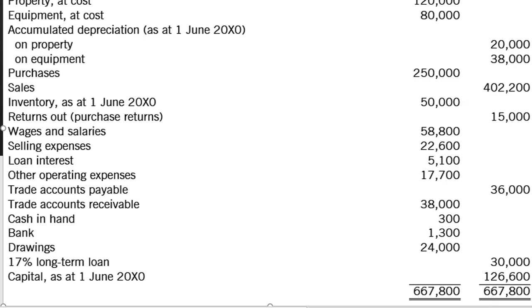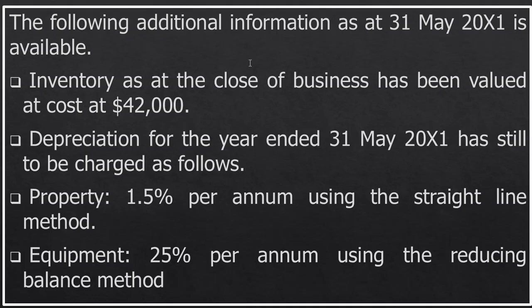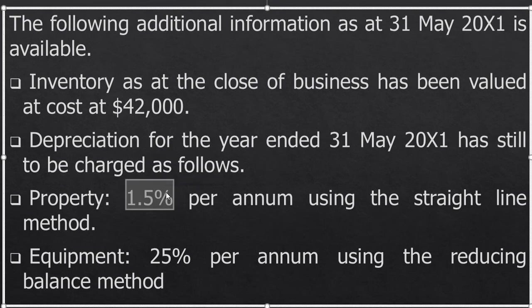Now, we are going now to look at the additional information. The following additional information about 31st May is available. Inventory as at the close of the business has been valued at 42,000 US dollars. Depreciation for the year ended has still been charged as follows. Property charged at 1.5% per annum.